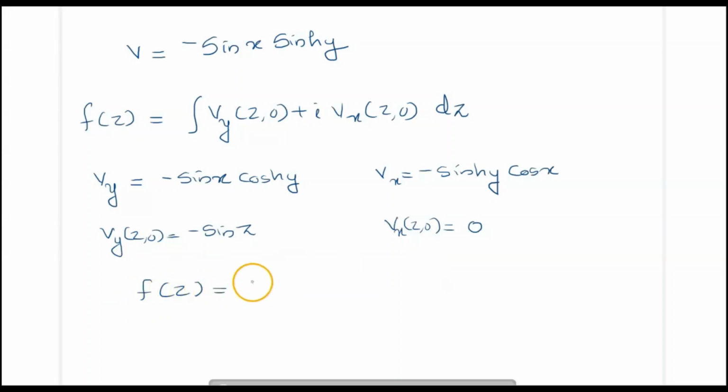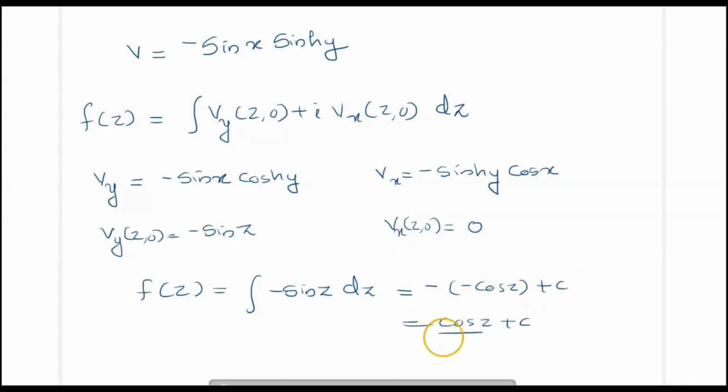f of z is equal to integral of minus sin z dz, which is equal to minus of integral of sin z, and the integral of sin z is minus cos z. So minus minus cancel: minus of minus cos z plus c, that is cos z plus c. So f of z is cos z, the analytic function.